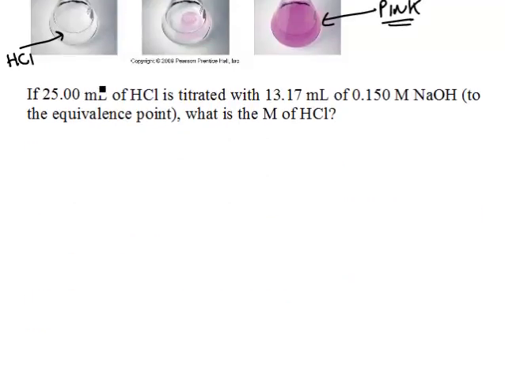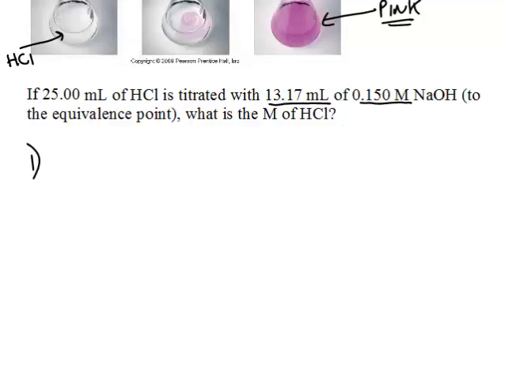So here's an example with some numbers on there. You have 25 milliliters of hydrochloric acid. It has an unknown molarity. It takes 13.17 milliliters of a known concentration of sodium hydroxide in order to reach this equivalence point. We want to figure out what is the molarity of this hydrochloric acid.